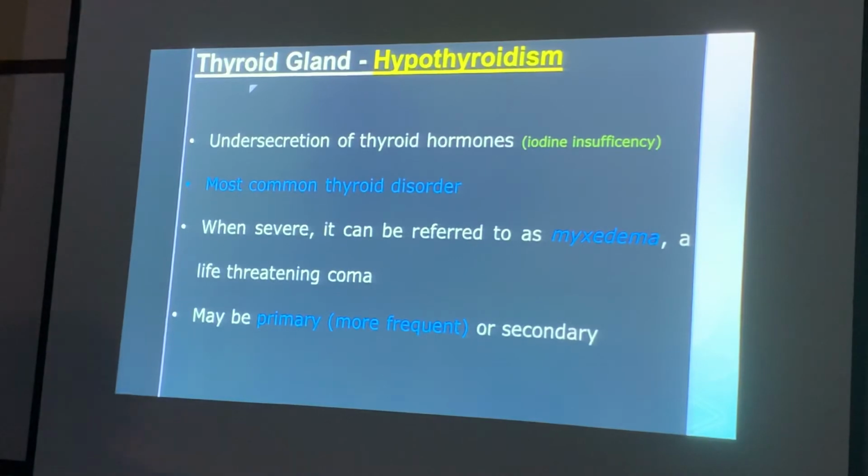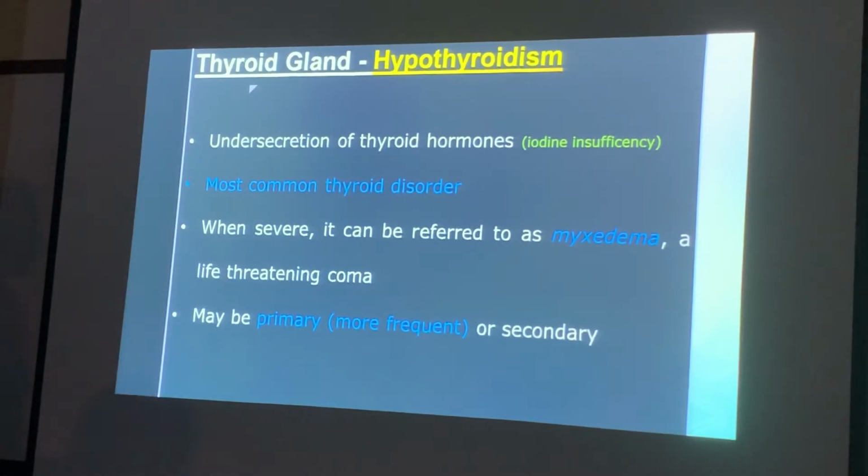So hypothyroidism, of course, we already know that's undersecretion of the thyroid hormones, meaning that the body is not giving as much T3 and T4 as it needs, also known as iodine insufficiency. It's the most common thyroid disorder. Hypothyroidism is the most common thyroid disorder.